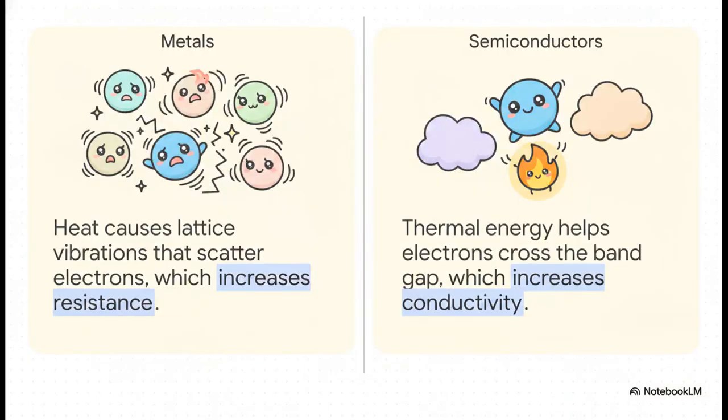But this dynamic creates a super counterintuitive contrast when you introduce heat into the equation. If you heat up a metal conductor, its electrical resistance actually goes up. Why? Because the heat makes the atoms in the crystal lattice vibrate crazily, creating those phonons we talked about. These vibrations act like the bumpers in a pinball machine, constantly scattering the already free-flowing electrons and slowing everything down. But if you heat up a semiconductor, its conductivity goes up. That same thermal energy is giving more and more of those trapped electrons the exact kicks they need to clear the band gap and join the conduction highway.